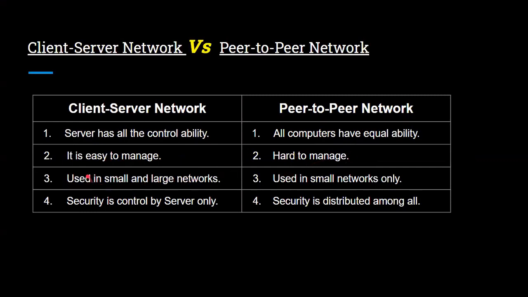Number 3, it is used in small and large networks, whereas peer-to-peer network is used in small networks only. Number 4, security is controlled by server only, whereas in peer-to-peer network, security system is distributed among all. So there are 4 differences we discussed right now here.